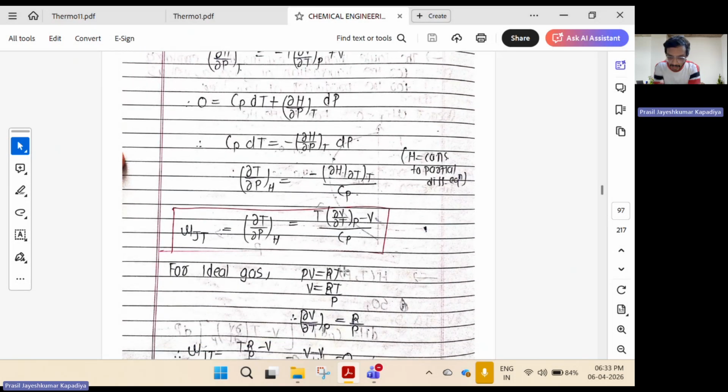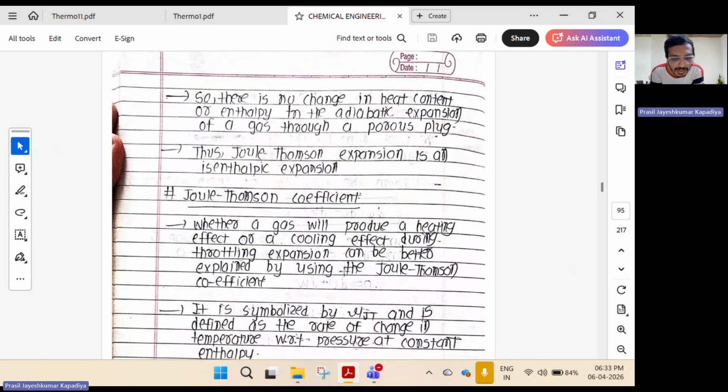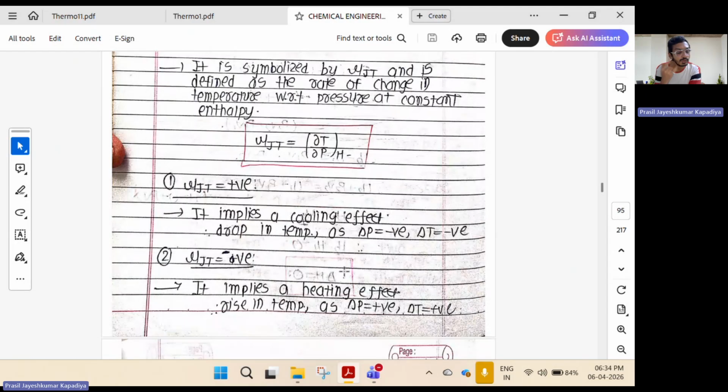Now let's say I'm dealing with ideal gas. Okay, let's try to revise what we did. We first defined our Joule-Thomson coefficient as del T del P at constant enthalpy, then we saw that when mu, the Joule-Thomson coefficient, is positive, it implies cooling effect. So this del P is always negative. So if mu is positive, then this del T should also be negative. So del T negative means temperature is reducing, so it is going through cooling.